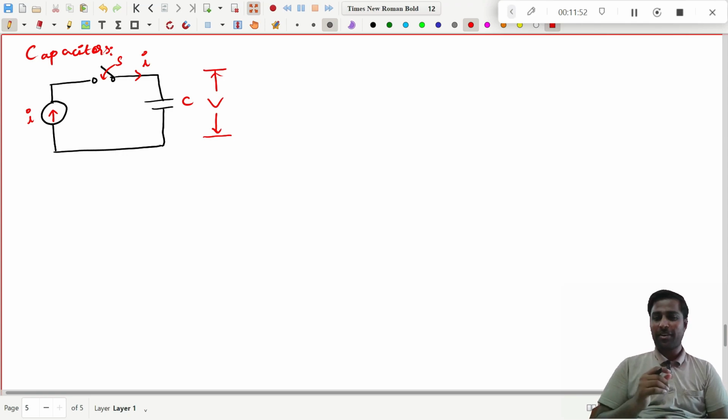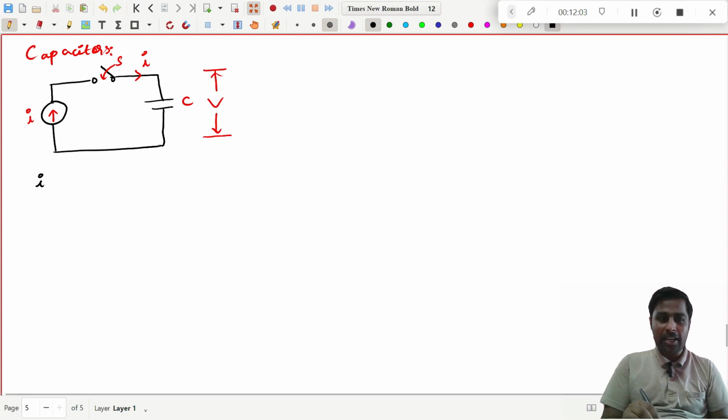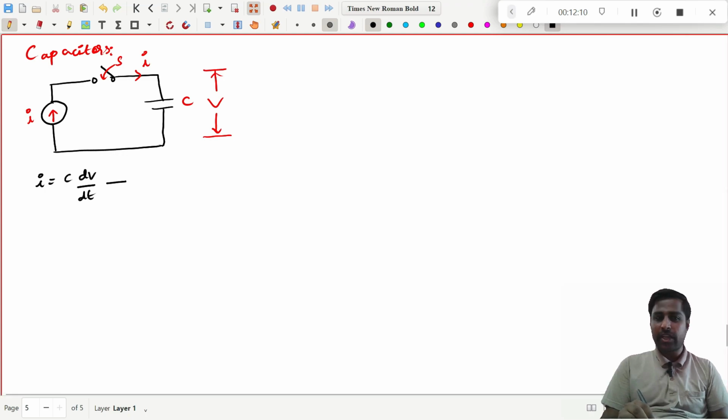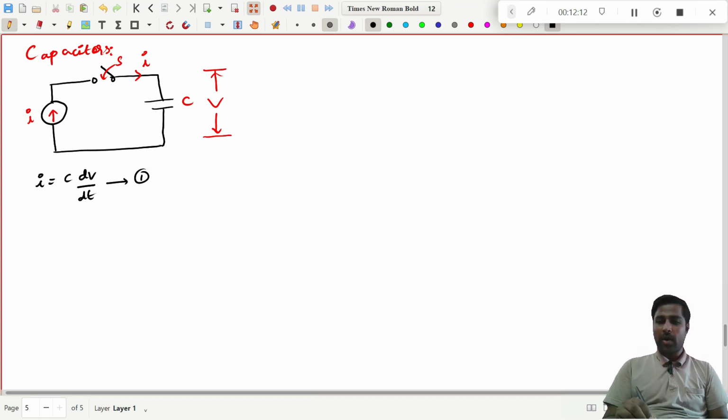Instead of current, we will have voltages here. Anyhow, what is the current in the capacitor? How can we write that expression? I will be equal to C dV by dt. That we know already. This is expression number 1. And I need to find what the voltage is here. In the inductor we found the current, but in the capacitor we need to find the voltage, since the capacitor stores voltage.